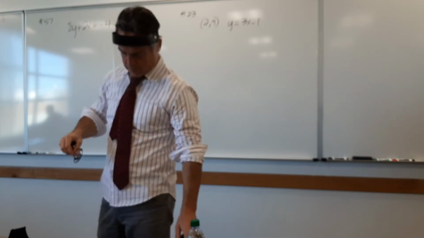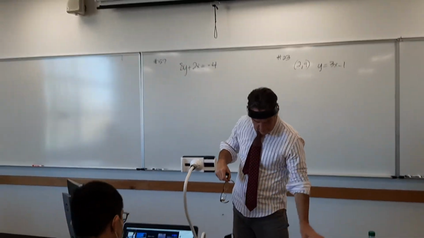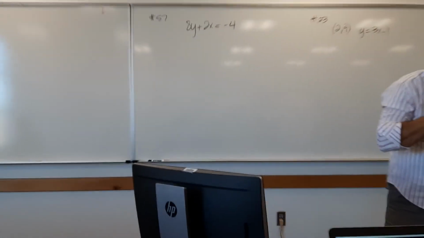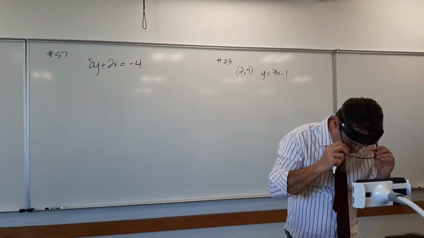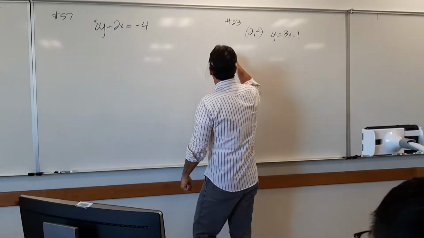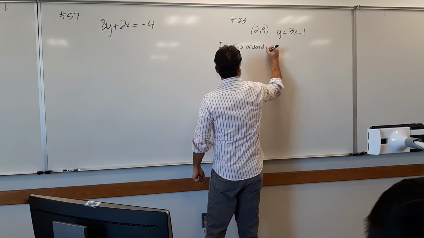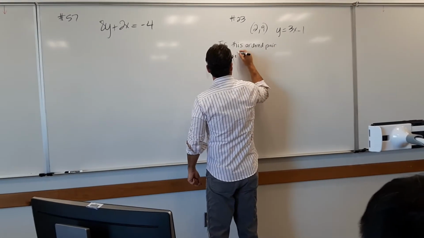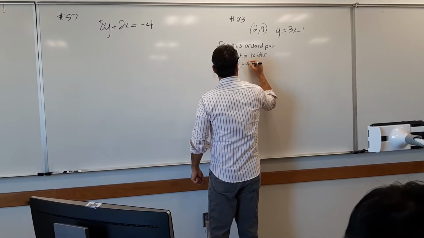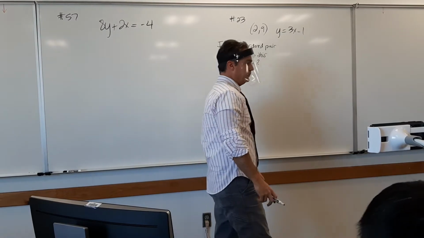The glare is a little bad, so I'm going to switch it. Number 19. Okay, so it says determine whether the given ordered pair is a solution of the equation. Is this ordered pair a solution to this equation?